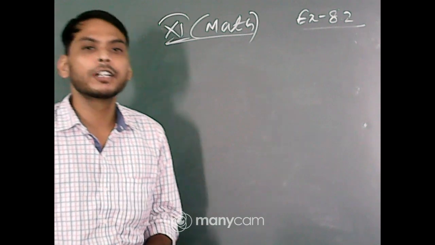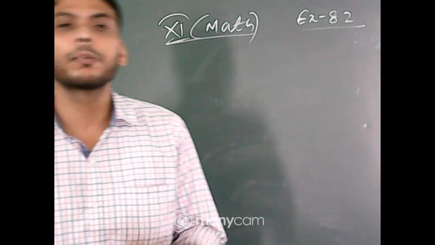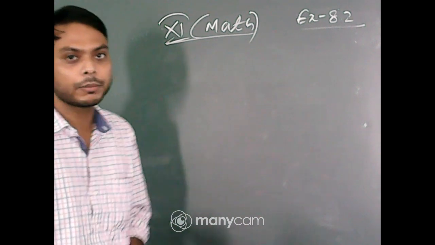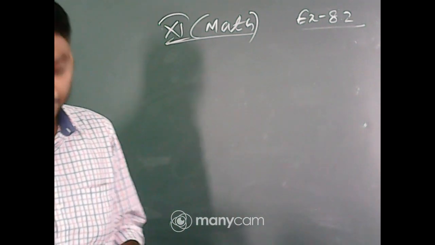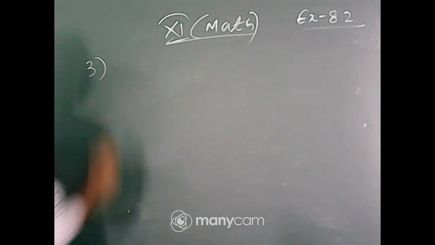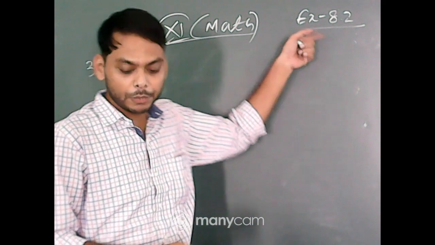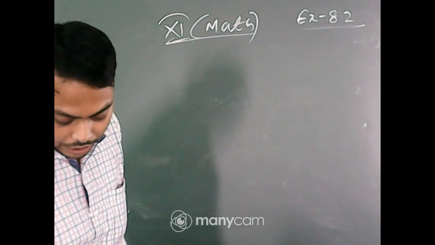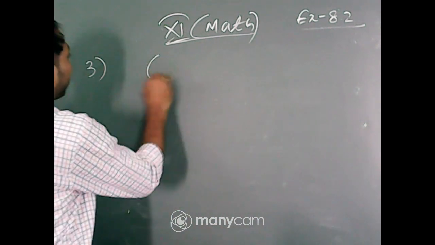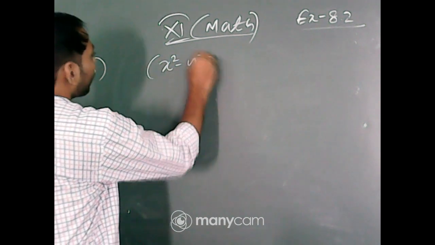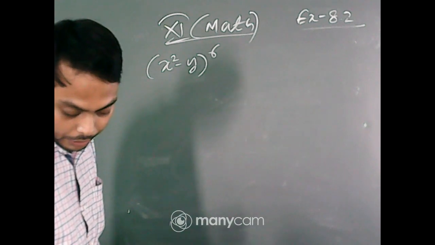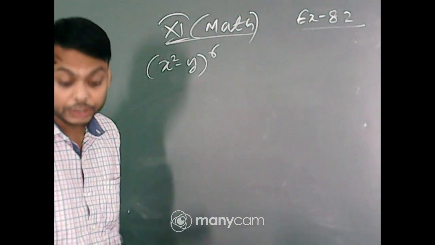You know that previous day we have done up to question number 2 of exercise number 8.2, that is of binomial theorem. Today we will solve from question number 3. So first of all go through the question. Question number 3 of exercise number 8.2 of binomial theorem. The question is, write the general term in the expansion of x square minus y whole to the power 6. You have to write here the general term.